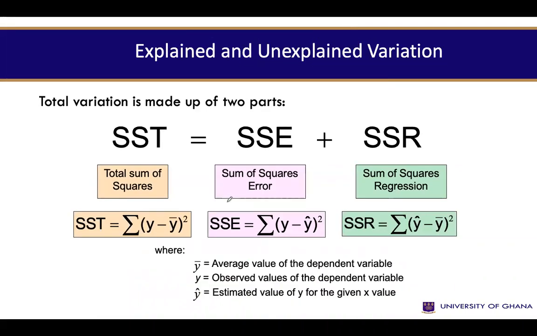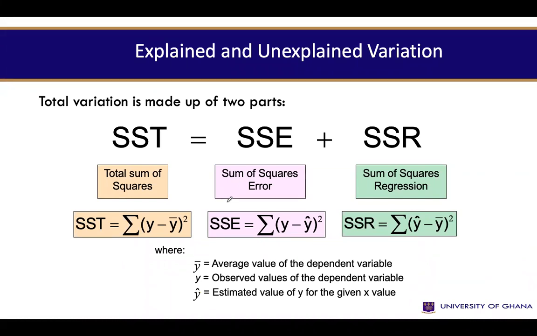Okay, let's come back to our explained and unexplained variation. Just as we did in ANOVA, where we said that the sum of squares, or the total variation, can be grouped into two: the one that is due to between the groups and the one that is due to within the groups. In the same way, you can have such variations in regression.